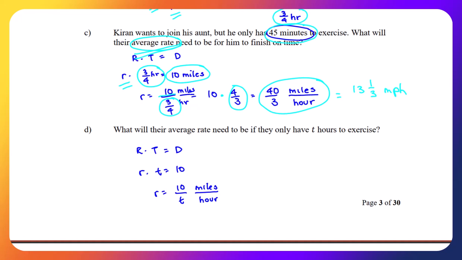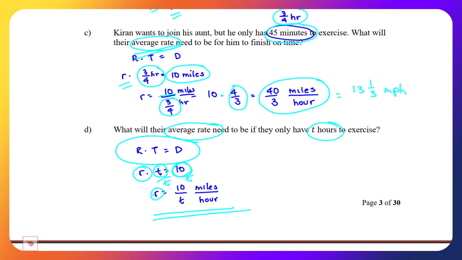One last use of this formula. We want to look for the average rate. Looking for the rate. Our time is t. The distance here is still 10 miles. So we divide both sides by t to get the r by itself. And we get r is 10 over t miles per hour. Again, don't forget the units.